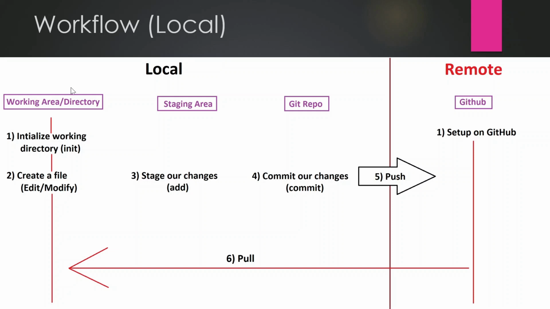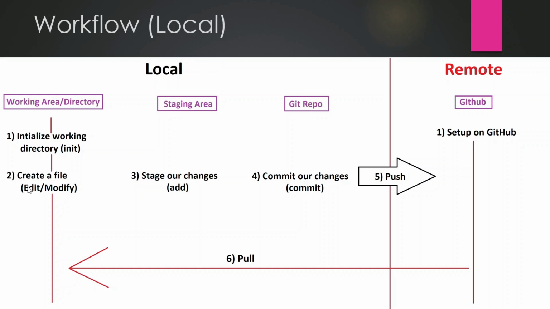So the first step that you have to do is you have to initialize, but where? You have to understand these three things. First would be working area or a working directory. Second would be your staging area. Third would be your Git repo.